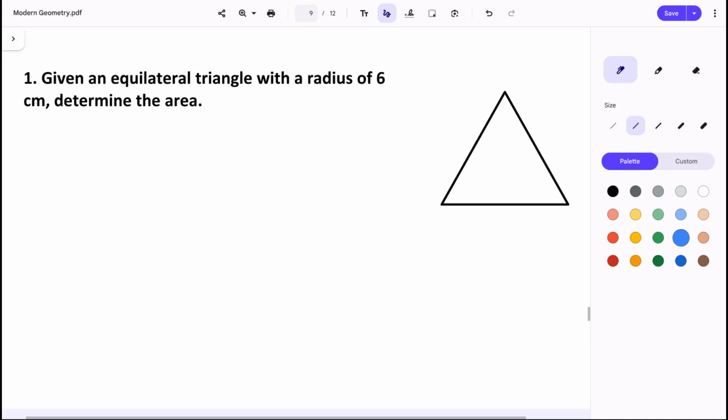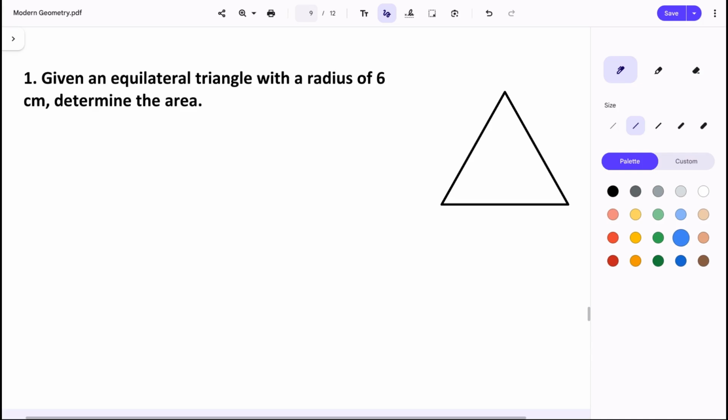But before we even get into finding area, we need to reflect back on what we did yesterday. We talked about how to find angles inside of our regular polygons. We're still going to need some of that information here today, because if I look at just this problem, it says, given this equilateral triangle with a radius of 6 centimeters, determine the area. So what does the word equilateral mean? All sides are equal. They're telling you this is a regular triangle. Okay, equilateral is a fancy way of saying this is a regular triangle.